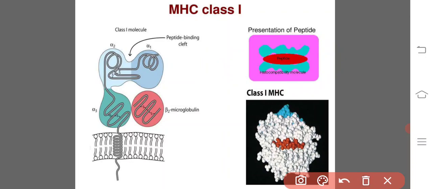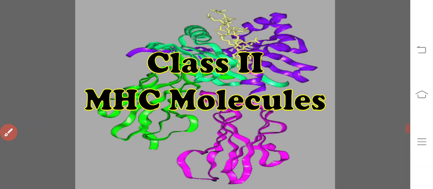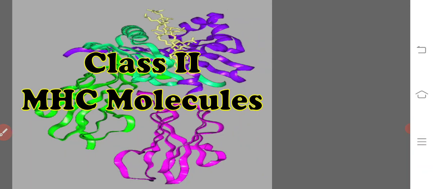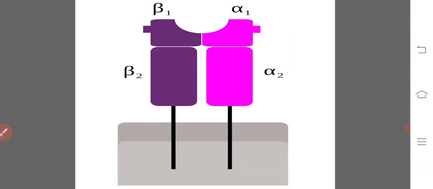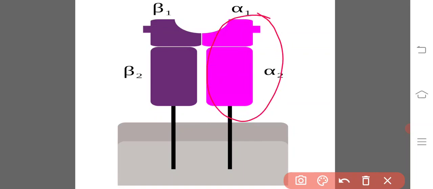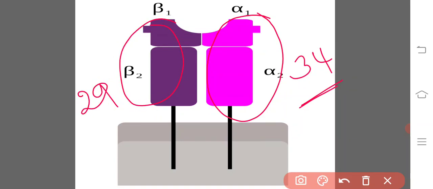on the membrane. Then coming to the class 2 MHC molecules. Class 2 MHC molecules contain two different polypeptide chains. One is the alpha chain, which is about 33 to 34 kilodaltons, and the other is the beta chain, which is about 28 to 29 kilodaltons in molecular weight, associated by non-covalent interactions.